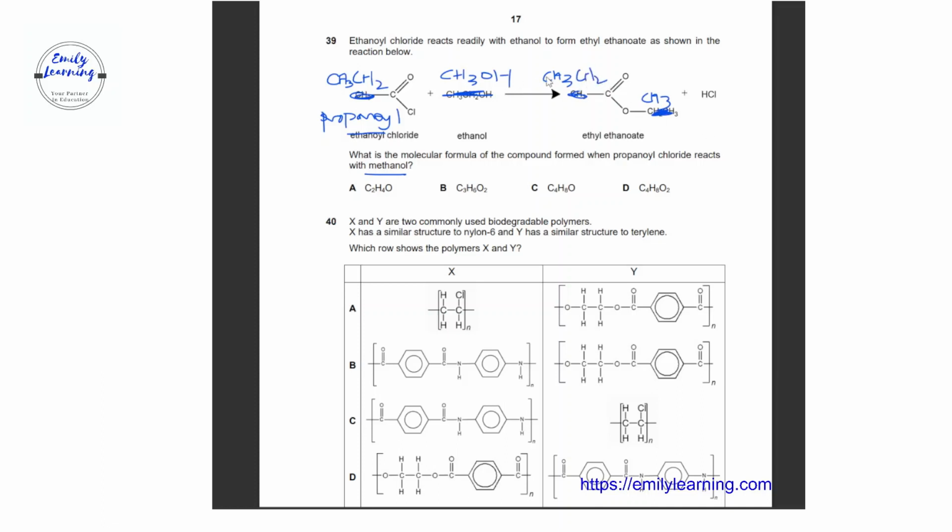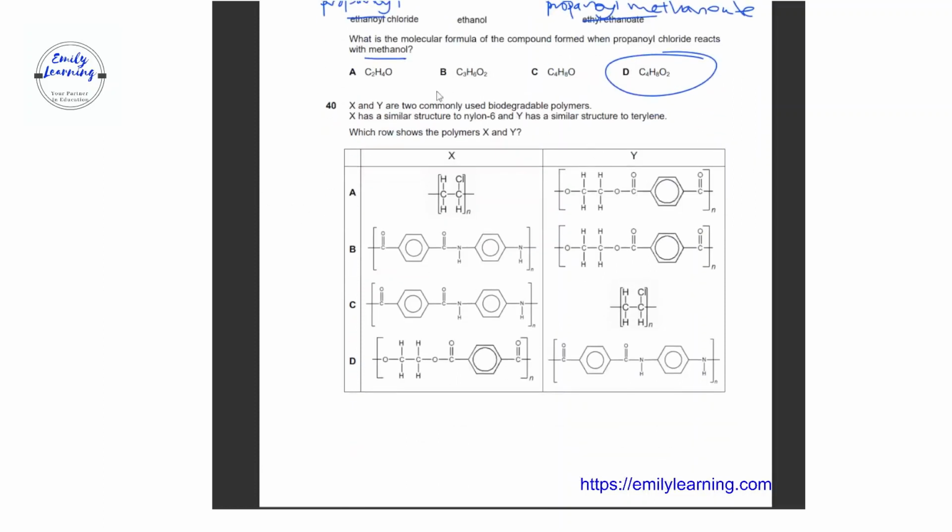So now let's count the number of carbon 1, 2, 3, 4. So this product here, which is going to be called propanol methanoate, we'll have 4 carbons, C4. Then the number of hydrogens will be 3 plus 2 is 5, 5 plus 3 is 8. Then next O2. So it's C4H8O2. So the answer is D. So for 39, the answer is D.